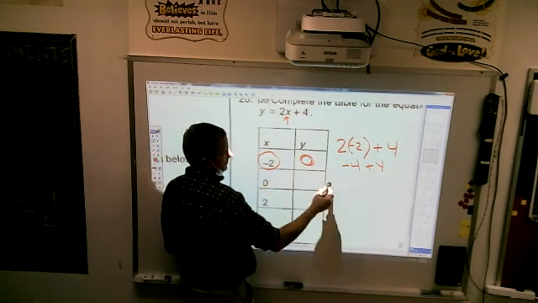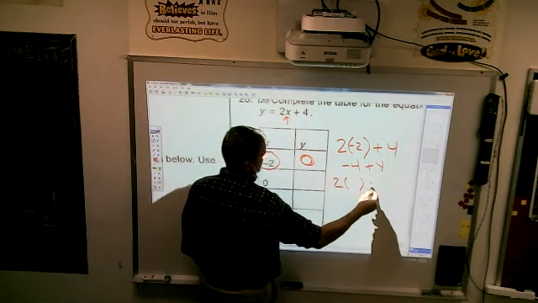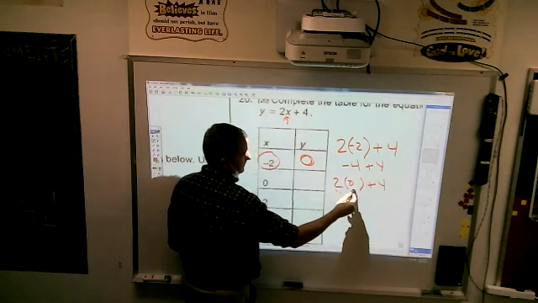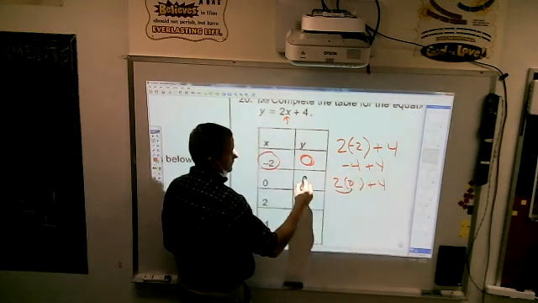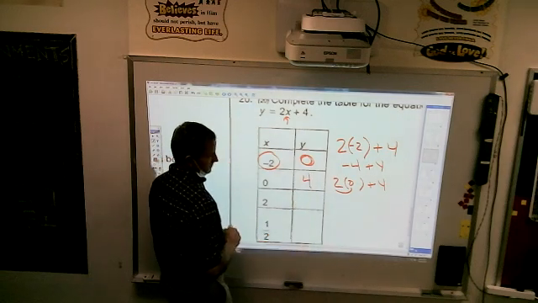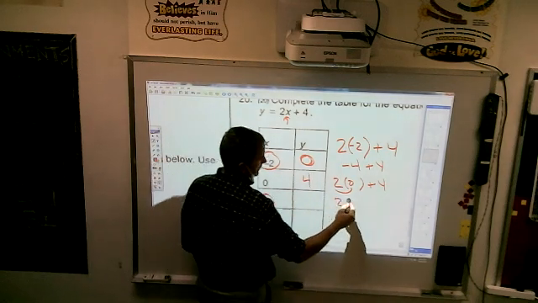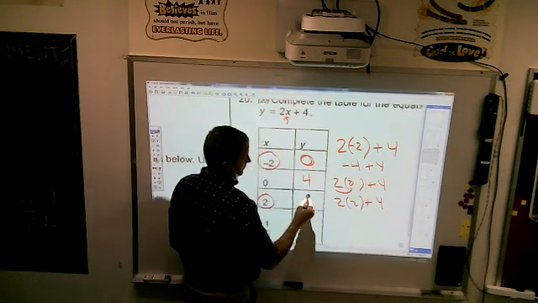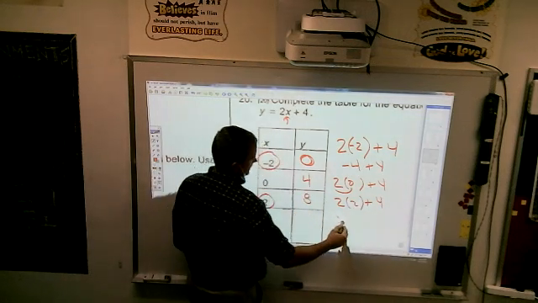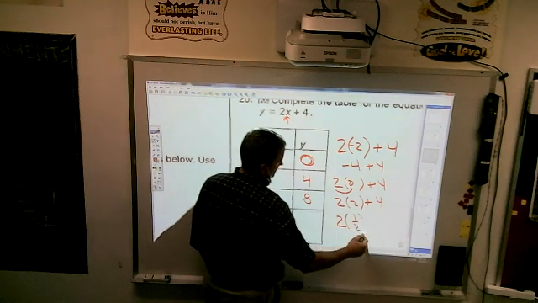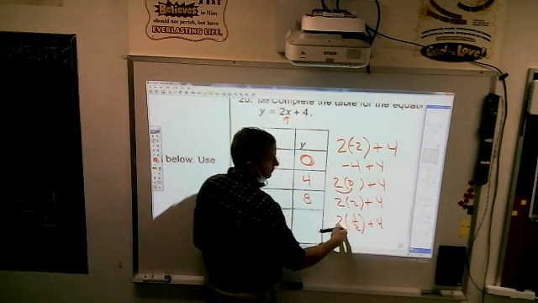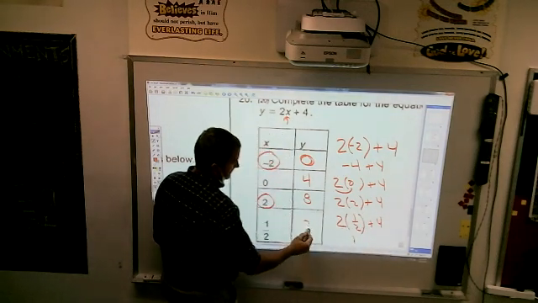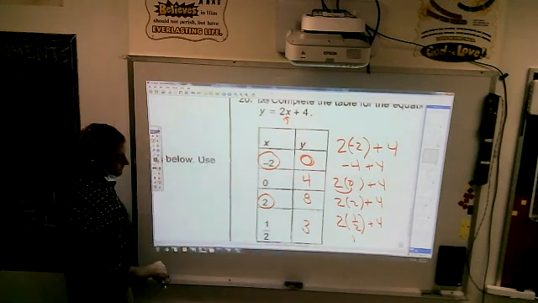Do the same thing with 0. I put 0 in for x. 2 times 0 is 0. 0 plus 4 is 4. I put positive 2 in for x. 2 times 2 is 4, plus 4 is 8. And I put negative 1/2 in for x. 2 times negative 1/2 is negative 1. Negative 1 plus 4 is 3.